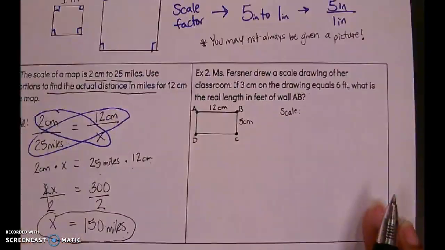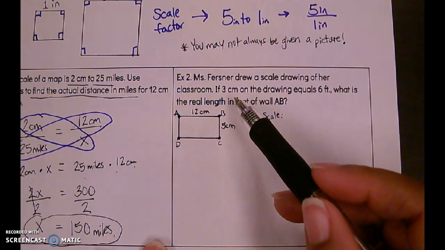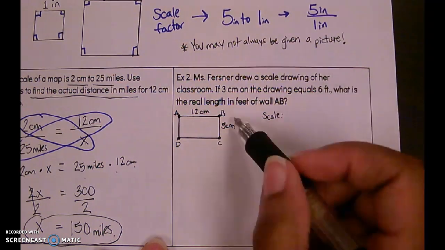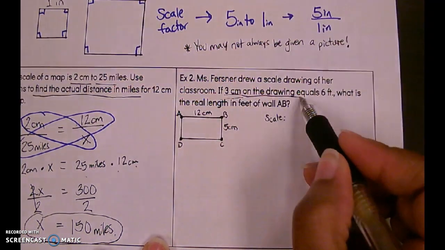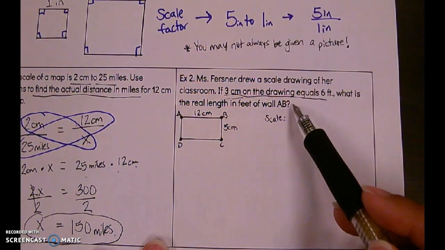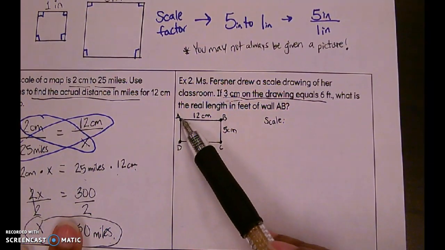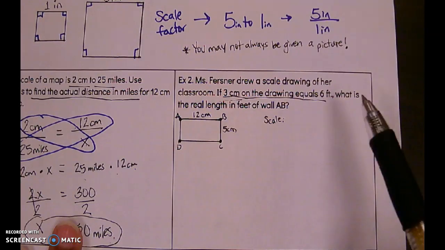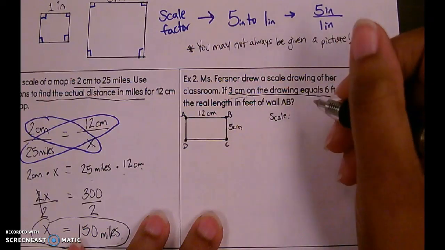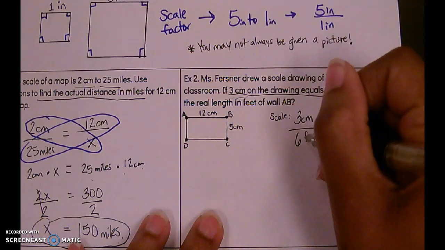Okay? Let's try the second problem. Ms. Fersner drew a scale drawing of her classroom. If 3 centimeters on the drawing equals 6 feet, that's a scale. Hint, hint, wink, wink. What is the real length in feet of wall AB? Okay, so if we look at this picture that's associated with this, we know that wall AB is 12 centimeters. But the first thing I'm going to do is set up my actual scale. My scale is that 3 centimeters is the same thing as 6 feet.